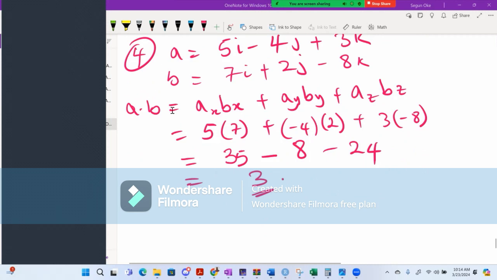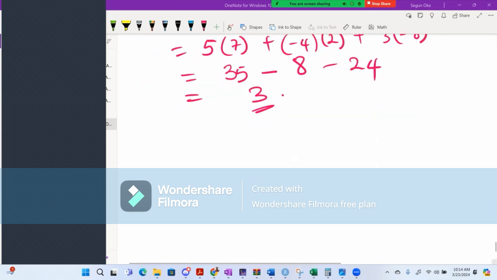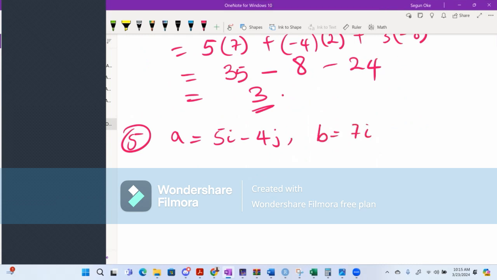Let's look at another question. It says, let's say you have A to be 5i minus 4j, and you have B to be equal to 7i plus 8j, and you have your C to be equal to 3i minus 2j. The question says, then we ask you to find A dot (B plus C). How do you find A dot (B plus C)?